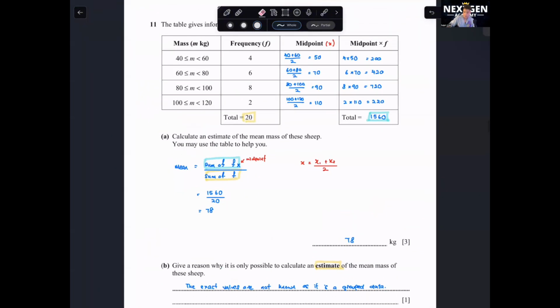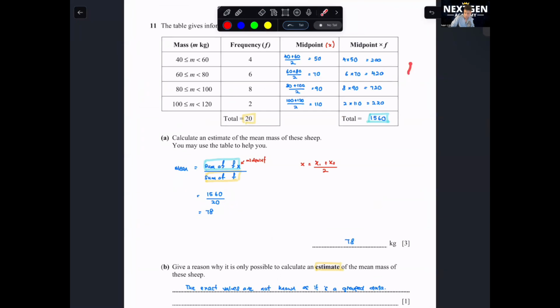Do we have to show the working in the exam? This one, yes. Okay, this one you all have to show. Either you write it in an equation like this, so that means you write like that: 4 times 50 plus 6 times 70 plus 8 times 90 plus 2 times 110. You write it all down, then over 20. Okay? Or you draw it in a table. But you need to present it neatly.